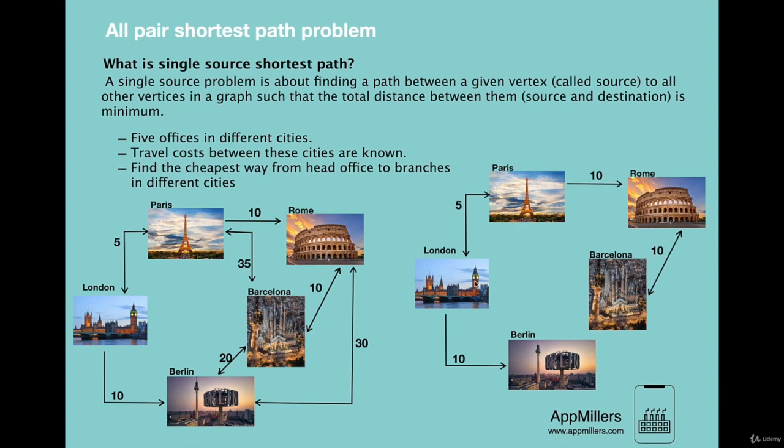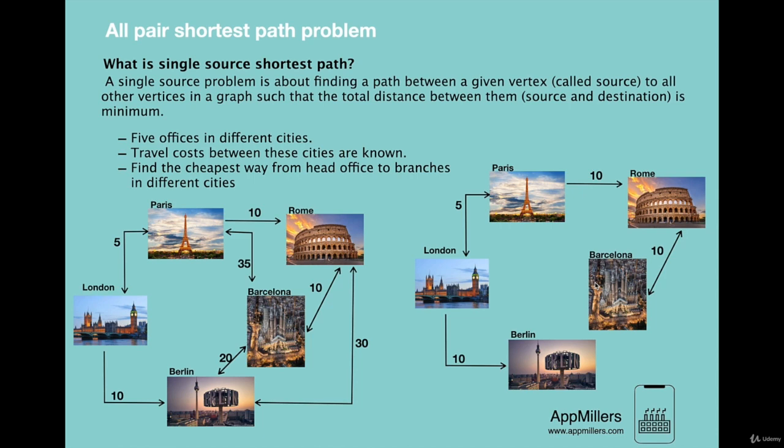So here you see that our headquarters is located in London. From London we have found the cheapest path to other cities in which we have branches. By using any algorithm, we can find the cheapest path from London to any other city in which we have branches.